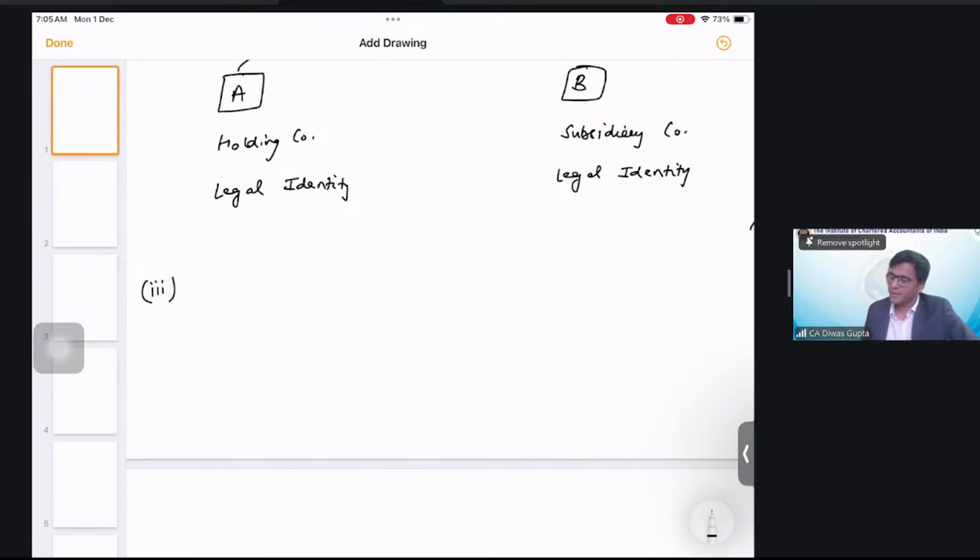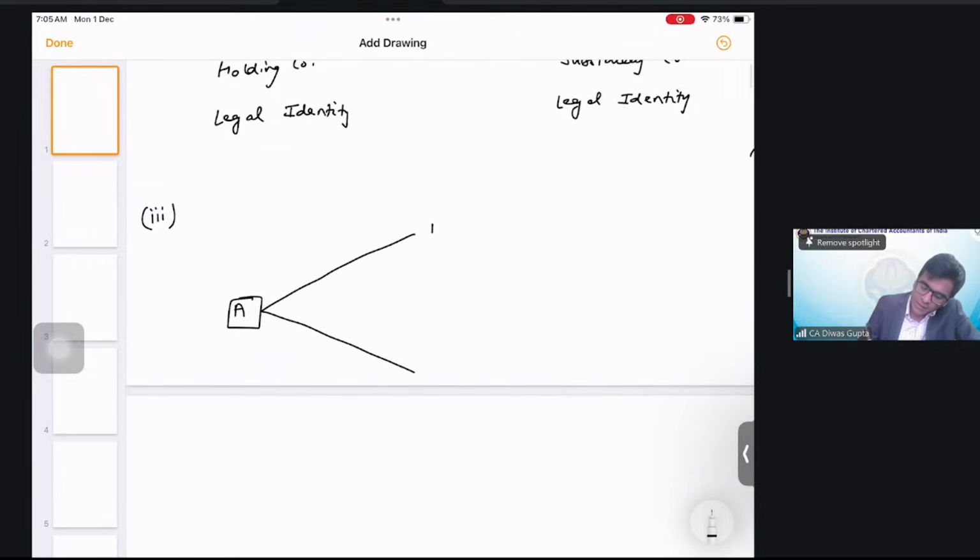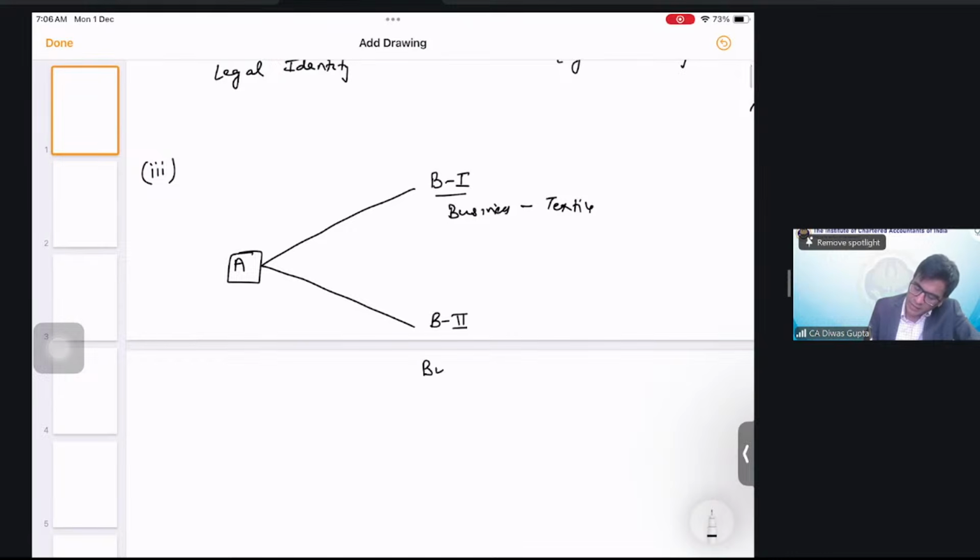Now the third part, students. In the third part, let's say there is a company called A and it actually has two businesses, business 1 and business 2. The first business is the business of textile, and the second business is the business of, let's say, perfume. Okay. So entity A has two businesses, business 1 and business 2, students.